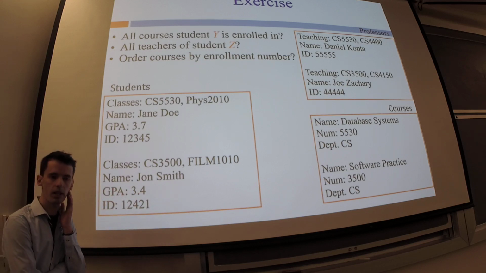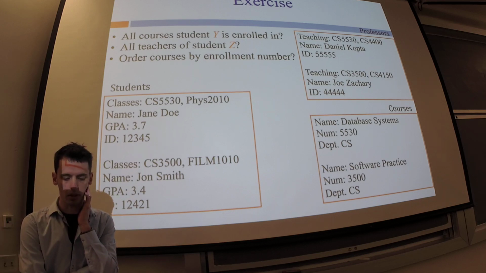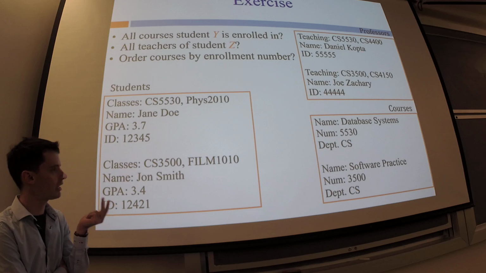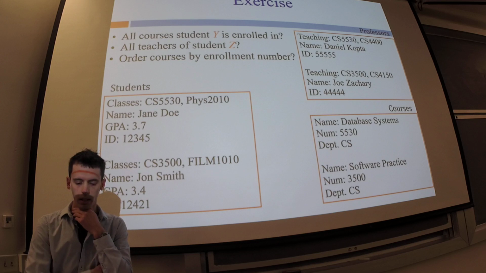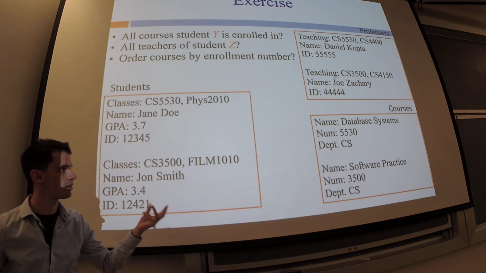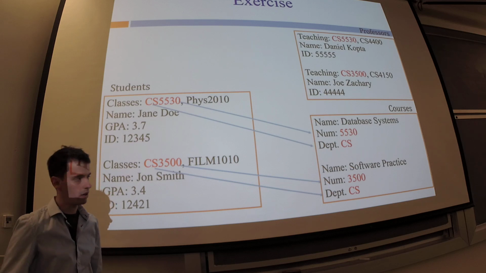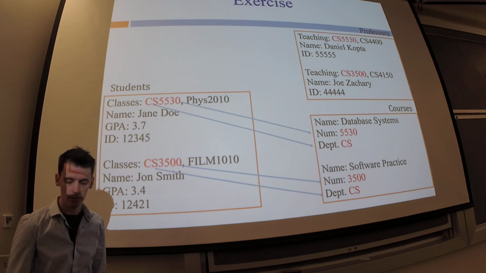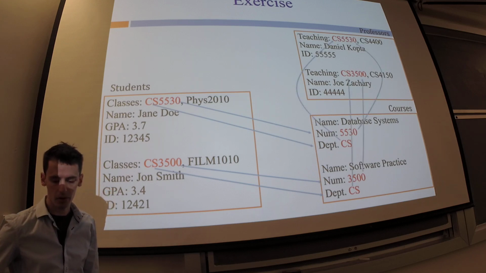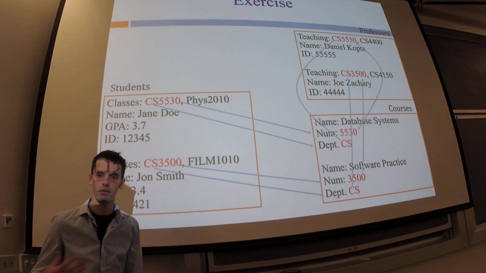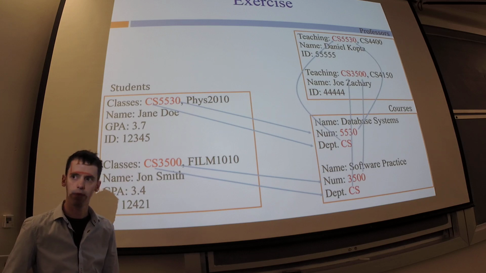But what about finding all teachers of some student? So we'd have to go find the student first, then look at their classes. So, CS 5530 and Physics 2010. So we'd have to take those and go look in some other file. Okay, so I've found a couple of classes, and we're looking for who is the teacher. So we'd have to take those and then go look into the professor's records and find that.